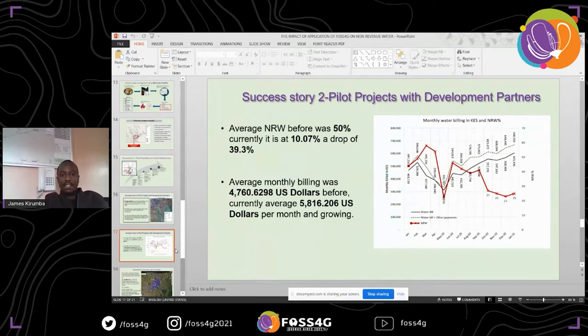Also, the average monthly billing was $4,760 before. Currently, the average is around $5,816 per month and it's still growing. From the graph, you can see the red line is the non-revenue water, the way it has been behaving. In the month of May, that's when we were doing the project. And you can see from October, November to December and January 2021, the graph is going down. That means our NRW is still dropping.